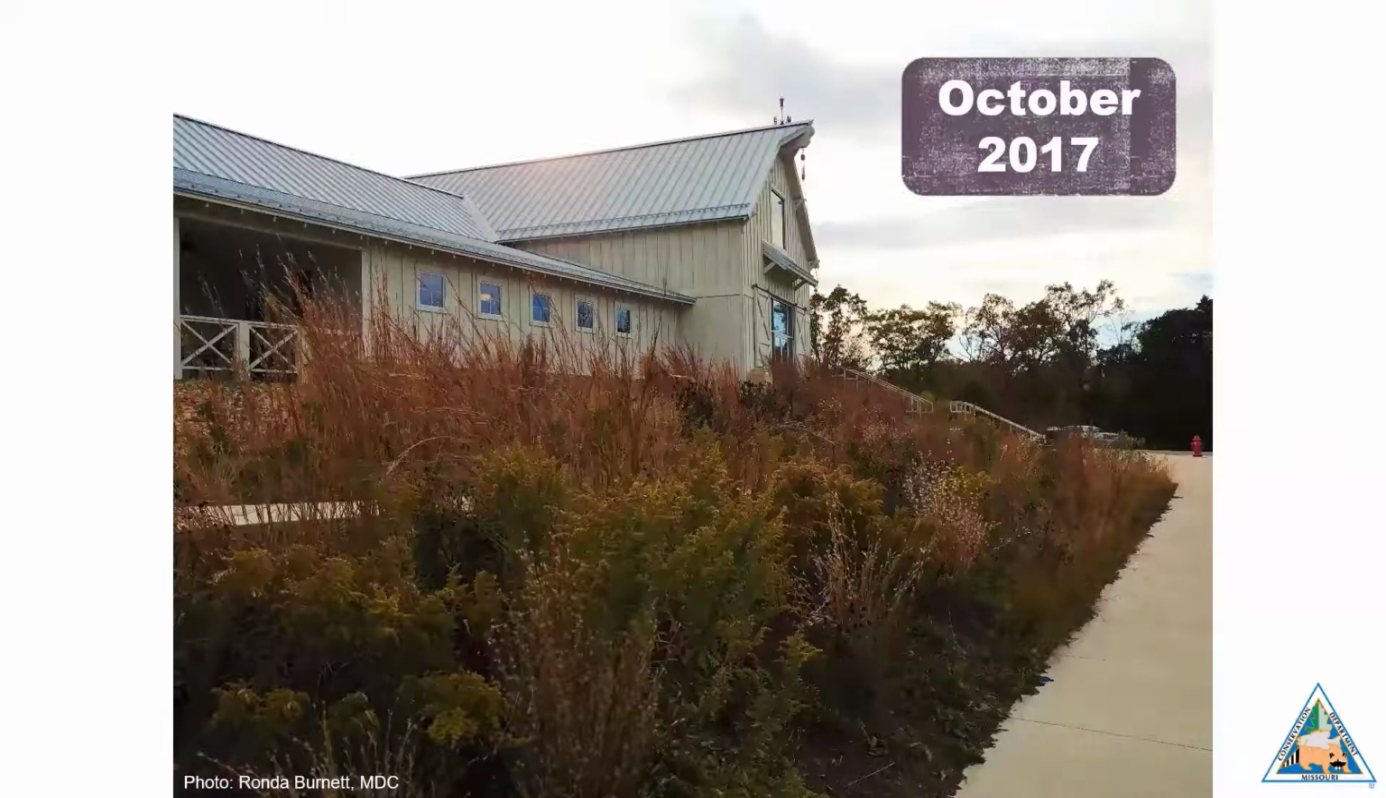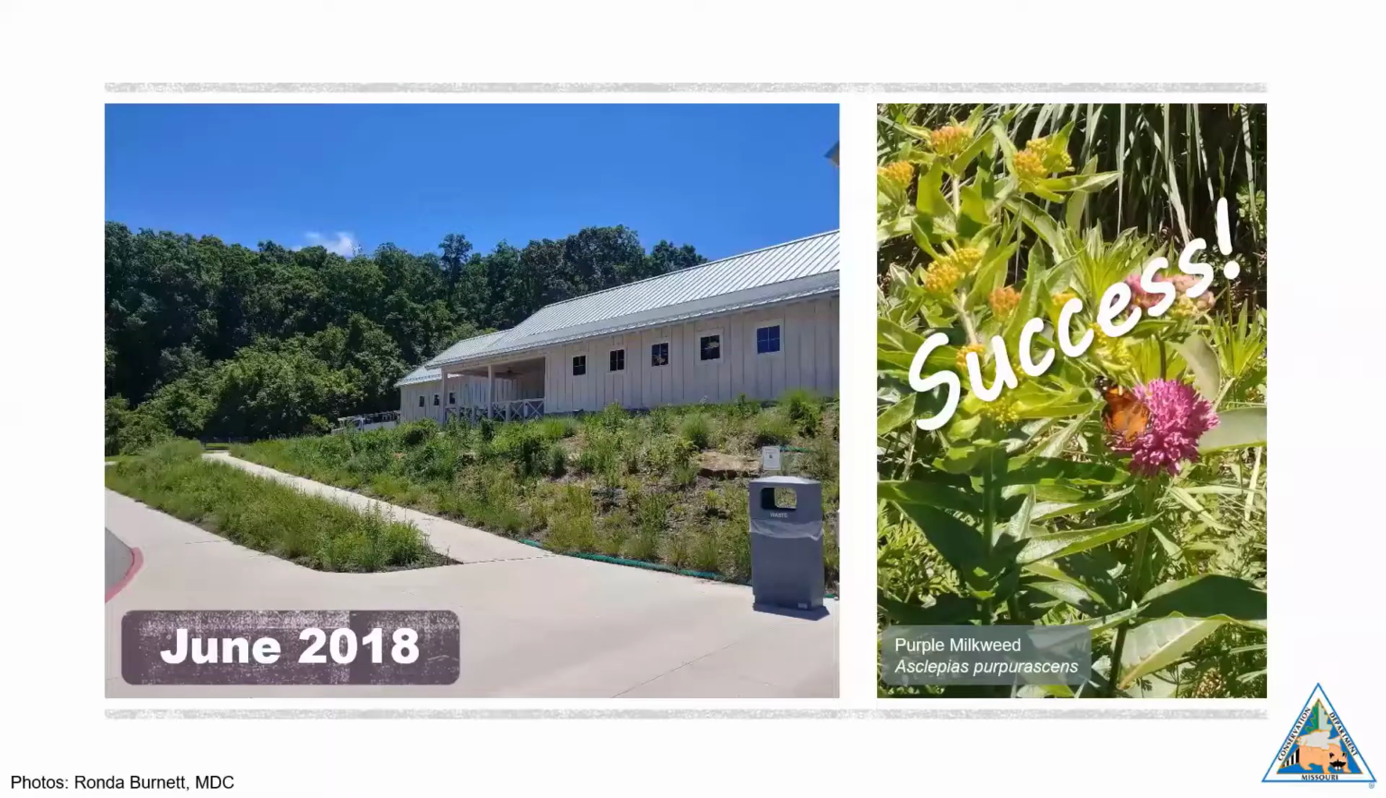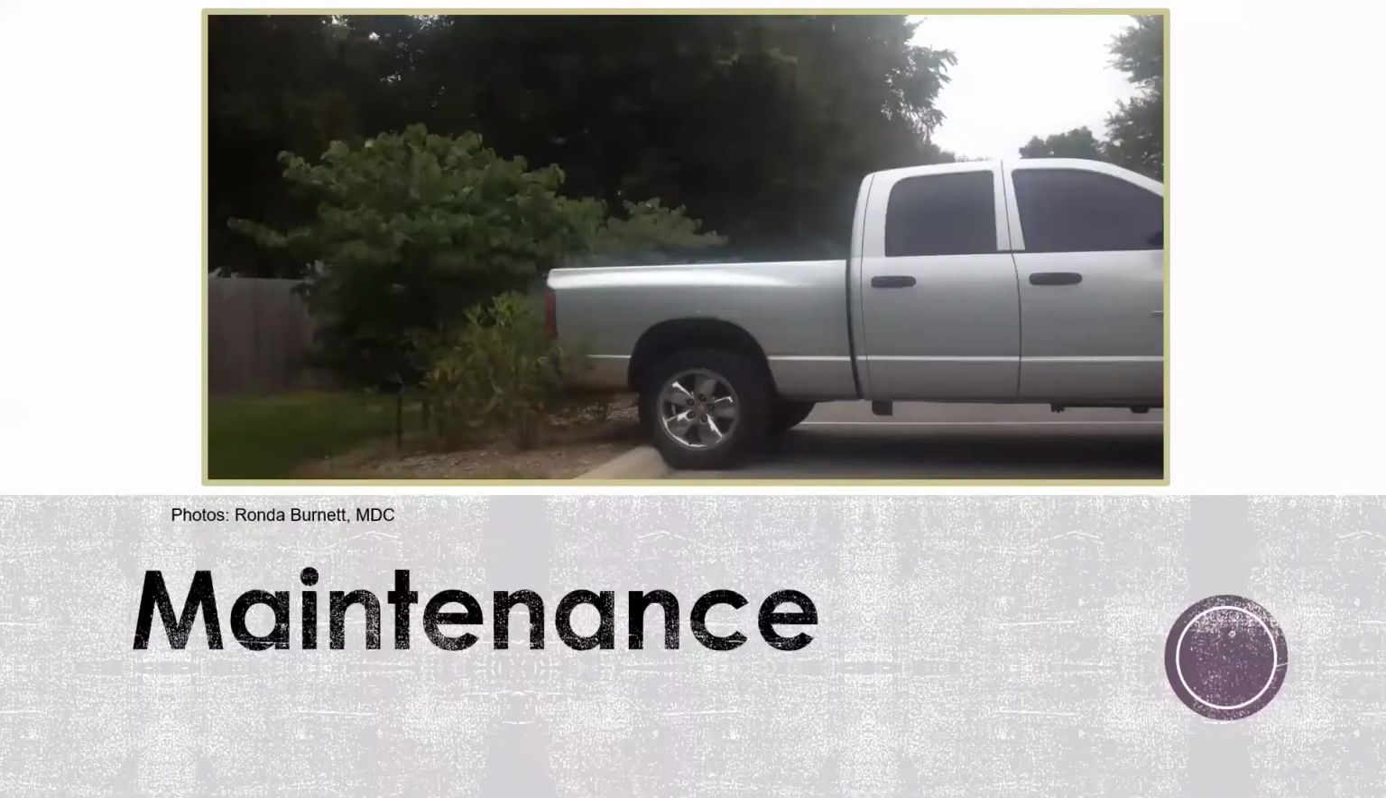And then I'll show you one more photo from this project. The following summer, so here we are, summer of 2018. And you can see how the beds really are filling in with all of those native plants. And we did have some milkweed blooming. So our goal of trying to create some monarch butterfly habitat was being met. So that was definitely a feel-good moment, seeing those milkweeds in bloom.